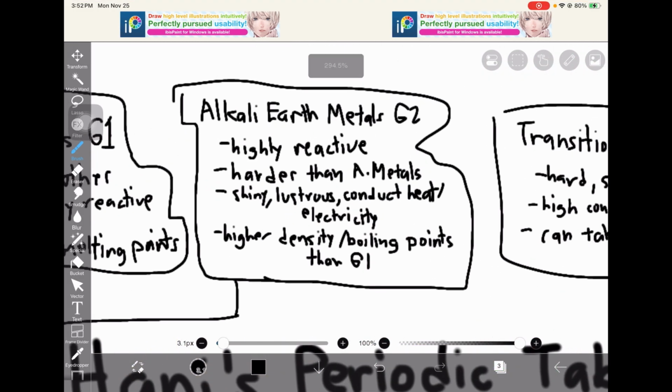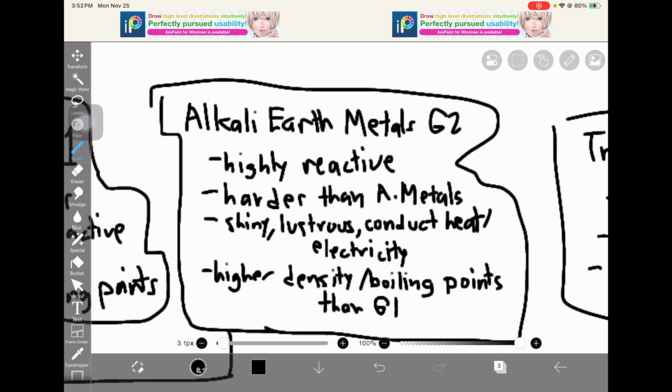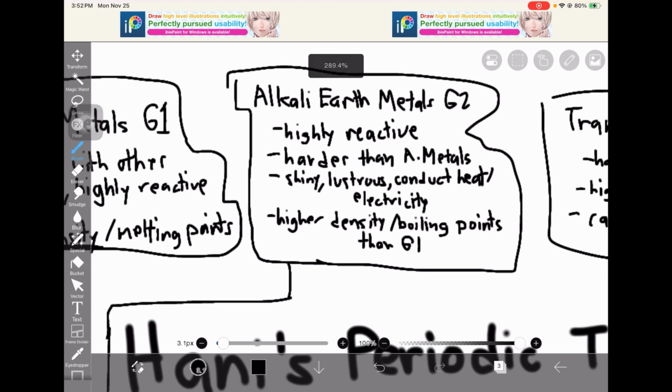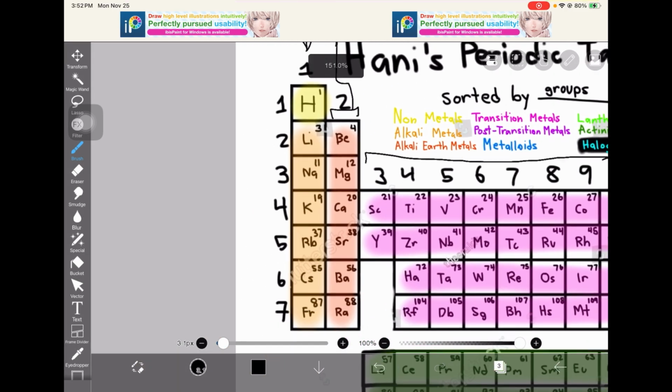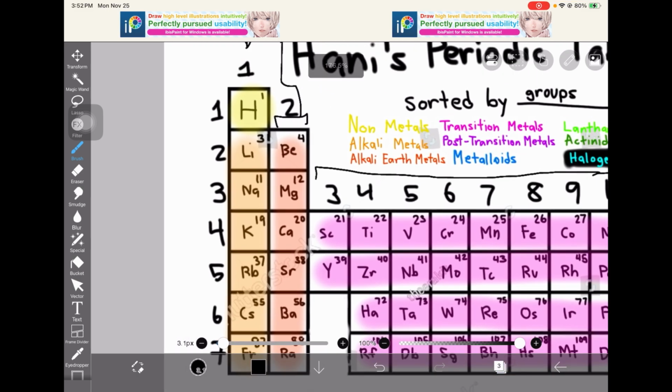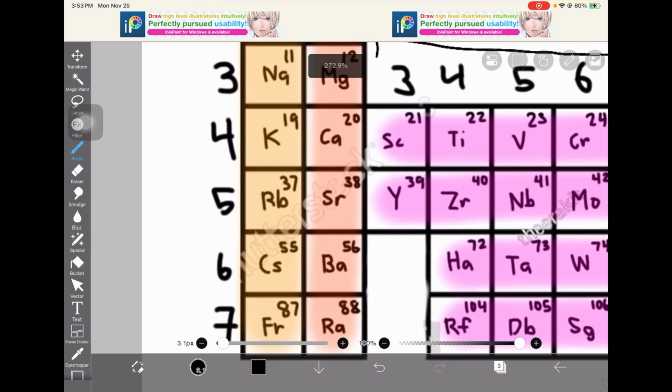Next is the alkaline earth metals. These are still also highly reactive like the alkali metals, but they are harder than alkali metals. They are also shiny, lustrous, conduct heat and electricity, as well as having slightly higher density and boiling points than group 1. These are our alkaline earth metals: beryllium, magnesium, calcium, strontium, barium, and radium.